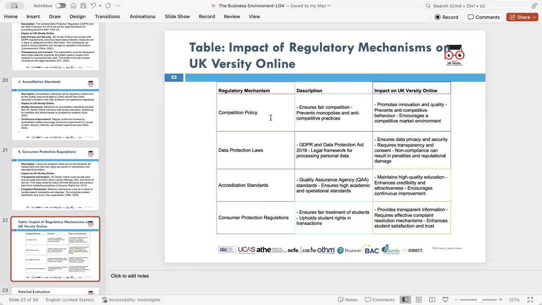Anti-competitive behavior: by adhering to the guidelines set by the Competition and Markets Authority, UK Varsity Online avoids engaging in anti-competitive practices. This ensures a level playing field and fosters a healthy competitive environment. Compliance with these regulations helps maintain market integrity and ensures that competition is based on the quality of services rather than unfair practices.